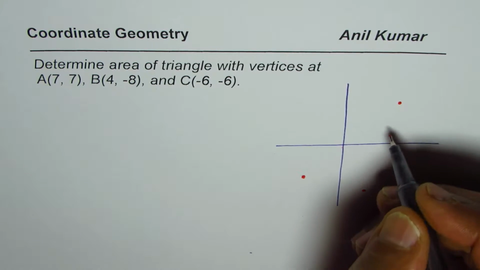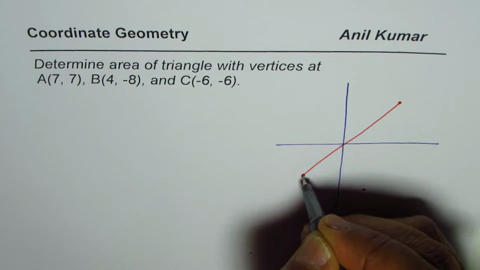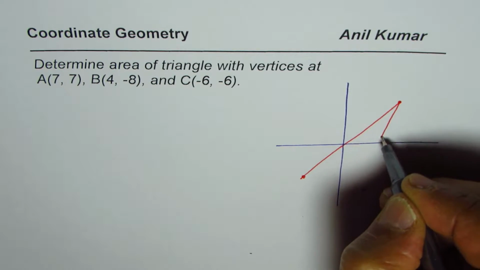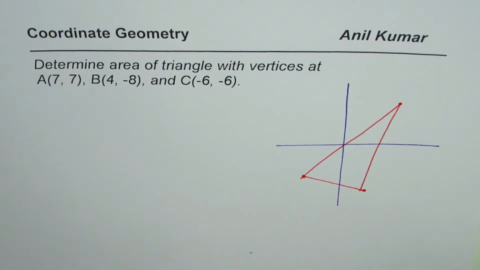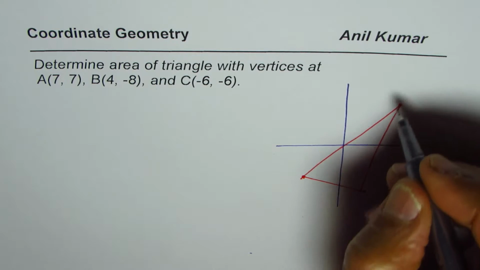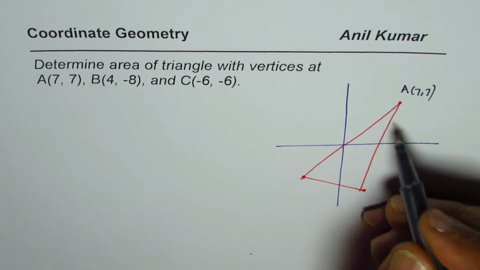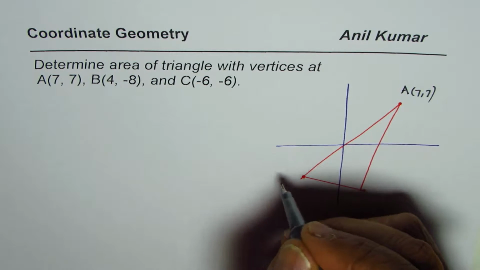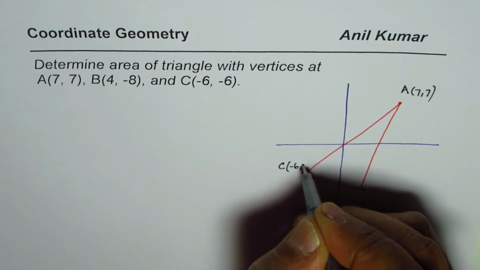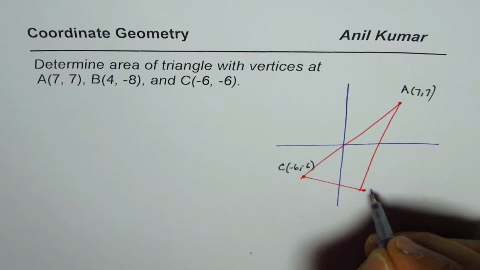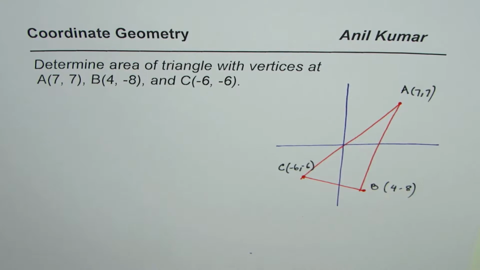So we have three vertices and let's join them. I'm making very approximate diagrams here. If you do it accurately, you can get quick results. So this is the diagram which we have produced. A is (7, 7). If you do it on graph paper, do a neater job, and then observe what you are getting. And B here is (4, -8).